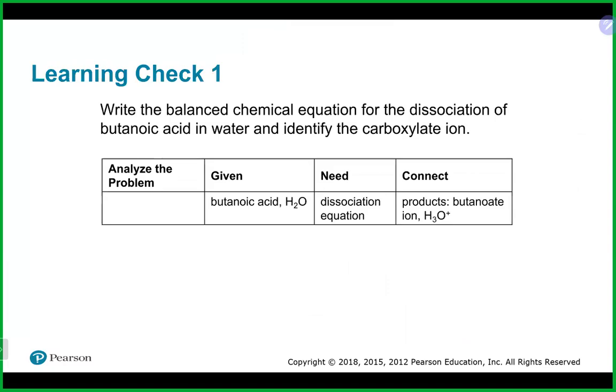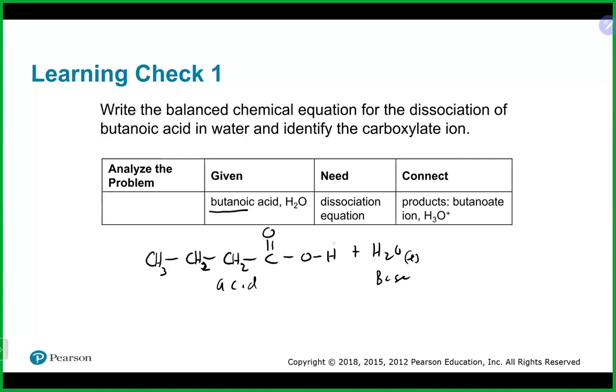So if we take a look at butanoic acid dissociating in water, again, we will start with butanoic acid, which tells us it is 4 carbons. So 1, 2, 3, and 4. And we'll put in our hydrogens there. There we go. And again, dissociating in water is just going to be our H2O here, and it's just going to be our acid-base reaction.